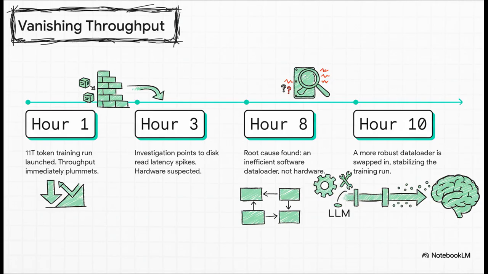Take this real-world story. A team launches a massive 11 trillion token training run, and right away, the speed just plummets. The immediate suspect, of course, is bad hardware. But after hours of debugging, they found the real culprit. It was a bug in the software data loader that just couldn't handle the sheer scale of the data index. A quick software fix, and they were back in business. But not before a lot of nail-biting.